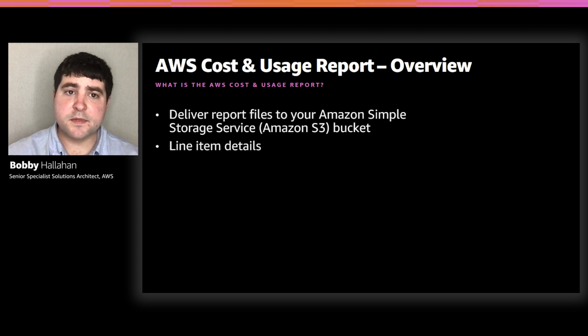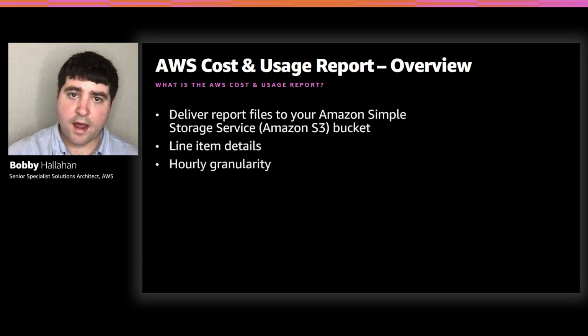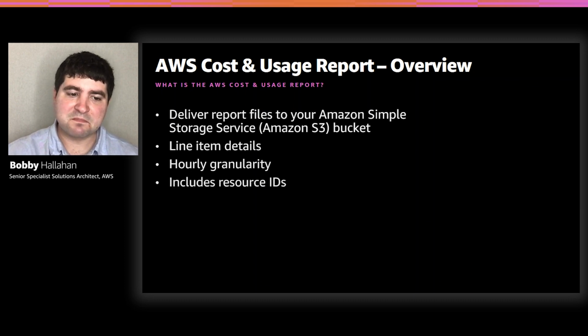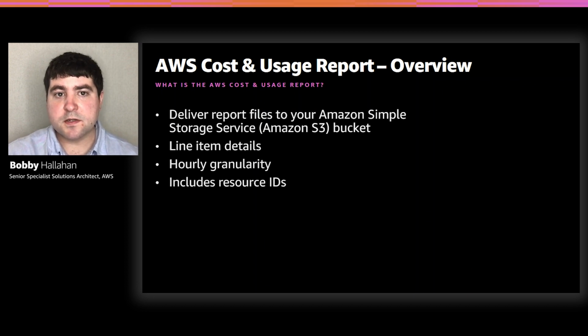The report has line item details, meaning that any billable usage type is reported for each line item. In addition to that, we have hourly granularity. So for a given hour, for a given usage type, that's how granular we can get our billing. And then most importantly, it also includes resource IDs. So now we can start looking at our costs from a resource ID perspective, and for a given usage type, we can break down the costs by resource IDs. So for a given hour, we can see what was our highest cost driver and what specific resource ID was generating that cost.